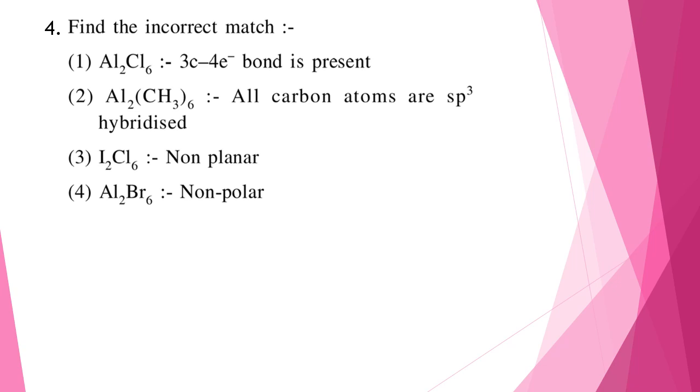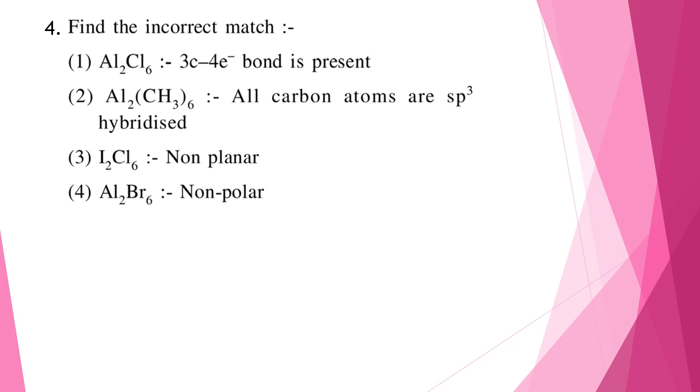Question 4. Find the incorrect match. First, in Al2Cl6, a 3 center 4 electron bond is present. Yes, in Al2Cl6 there is a 3 center 4 electron bond. Second is Al2(CH3)6, all carbon atoms are sp3 hybridized. Yes, as you can see, all the carbons are sp3 hybridized.